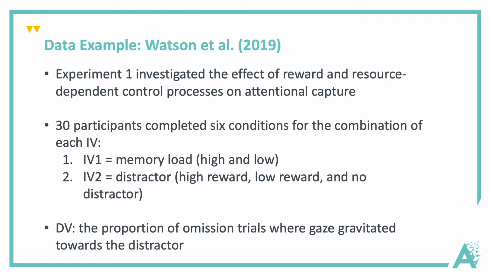The dependent variable was the proportion of trials where the participant's gaze looked at the distractor instead of the target. A value of 0 means a participant looked at the distractor on 0% of the trials, and a value of 1 means 100% of the trials. In the following screencast, you will see how to conduct a two-way within subjects ANOVA in SPSS using this data.